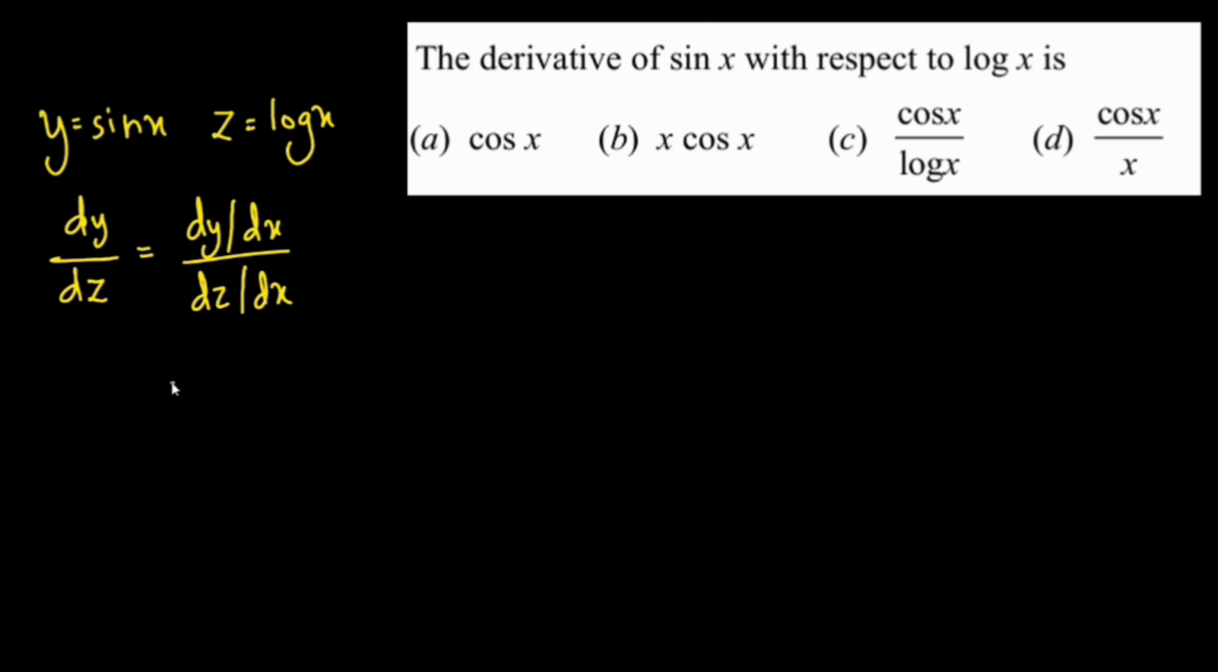So what is dy by dx? Differentiating y with respect to x is the derivative of sin x. What is the derivative of sin x? It is cos x, divided by the derivative of log x with respect to x, which is 1 by x. So this will become equal to x cos x. So which option do we have, x cos x? Option B is the correct answer.